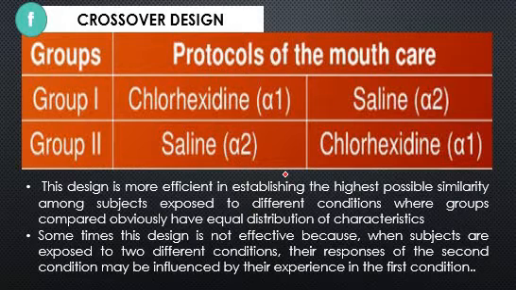We'll see this example when we are comparing the effectiveness of the chlorhexidine mouth care protocol on group 1 and the saline mouth care protocol on group 2. Later the treatment is swapped, where group 1 receives the saline mouth care and group 2 receives the chlorhexidine. In this kind of study, subjects serve as their own control. Protocols of the mouth care: group 1 chlorhexidine, that is alpha 1, and saline, that is alpha 2, and group 2 saline, that is alpha 2, and chlorhexidine, alpha 1.